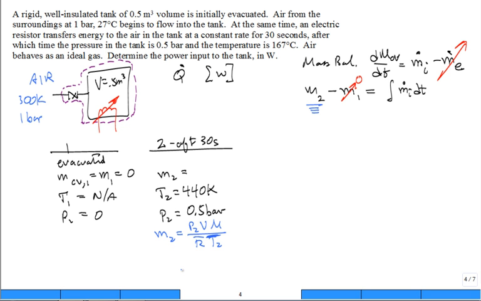And I think we've done this enough. You stick in the numbers and you can calculate the mass in the tank is 0.19798 kilograms. About 0.2 kilograms. That's how much air is in the tank at the final state. So basically we know or have calculated how much comes in: 0.2 kilograms. Okay, well, let's do the energy balance.